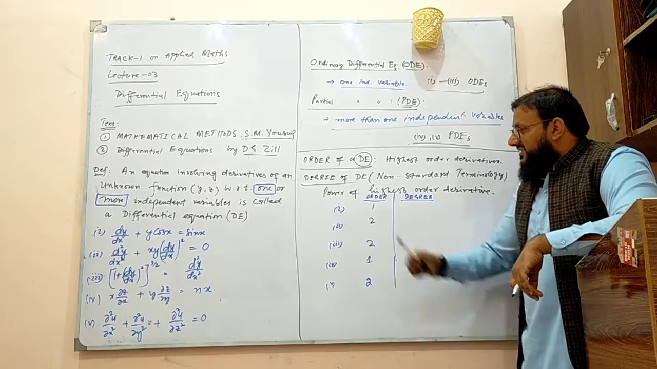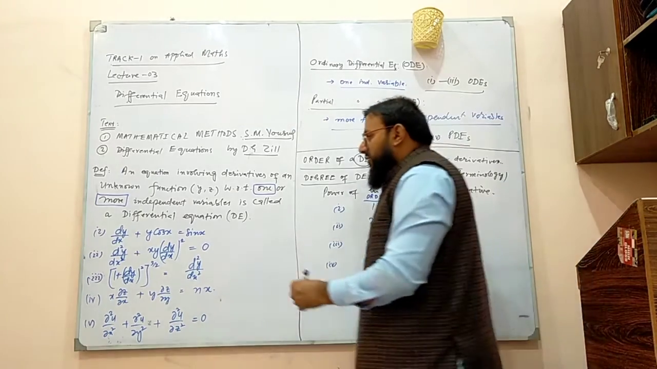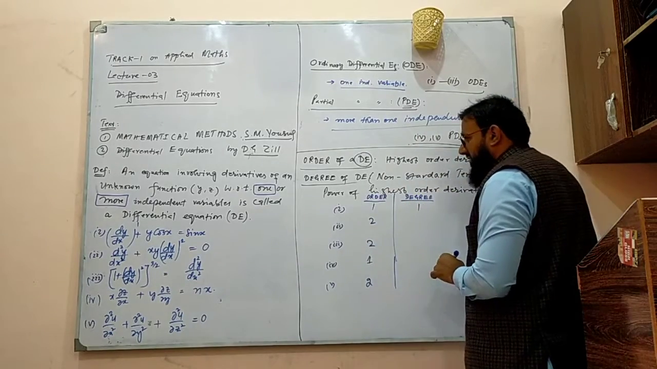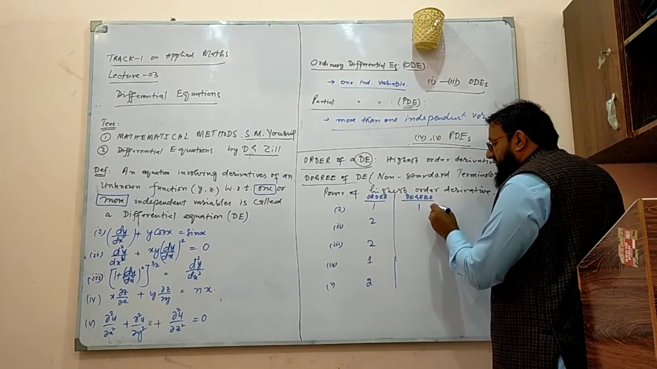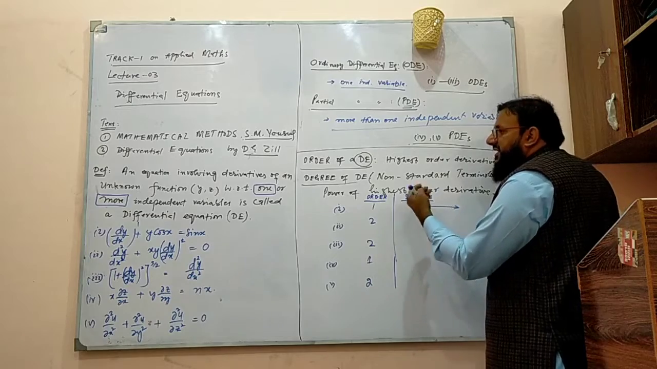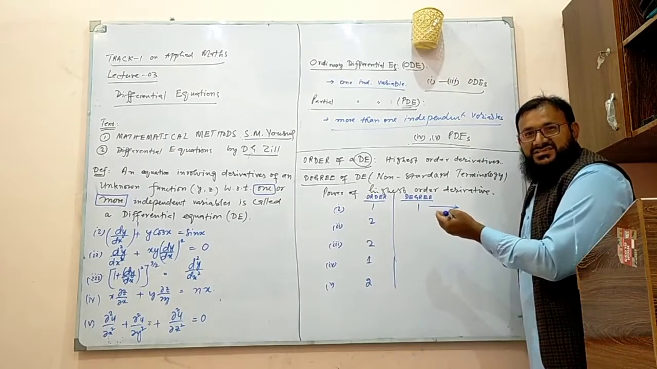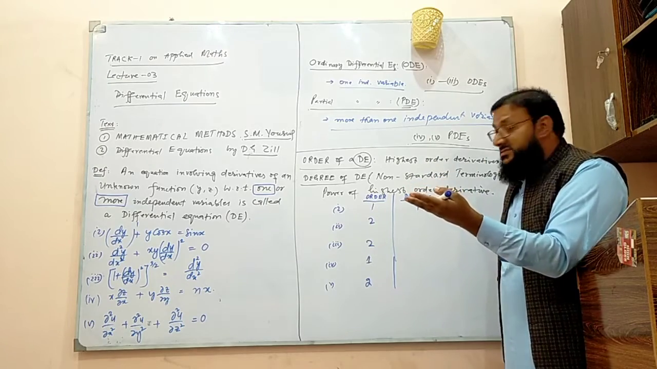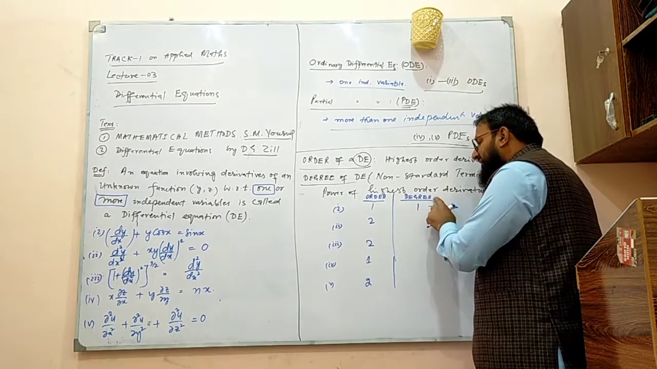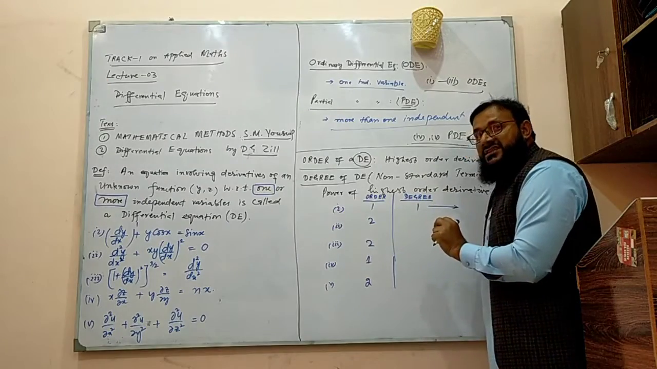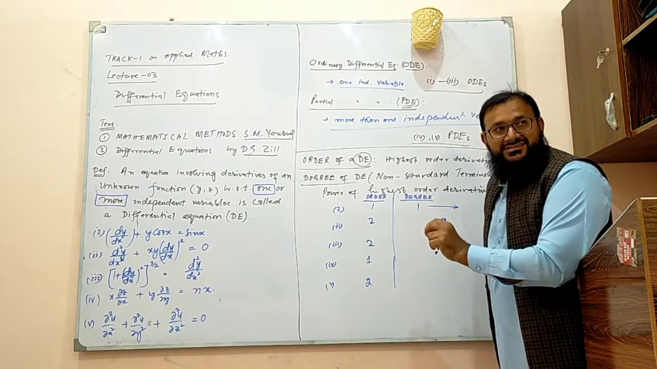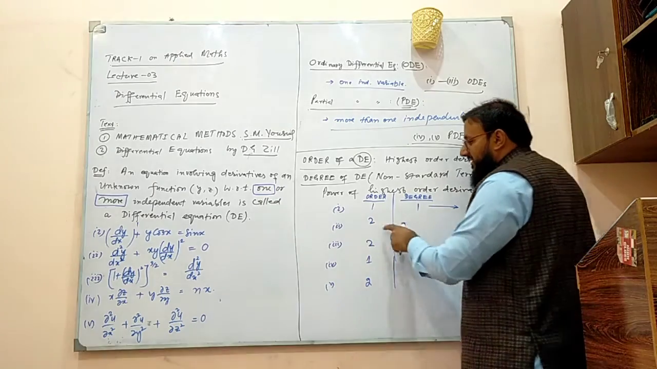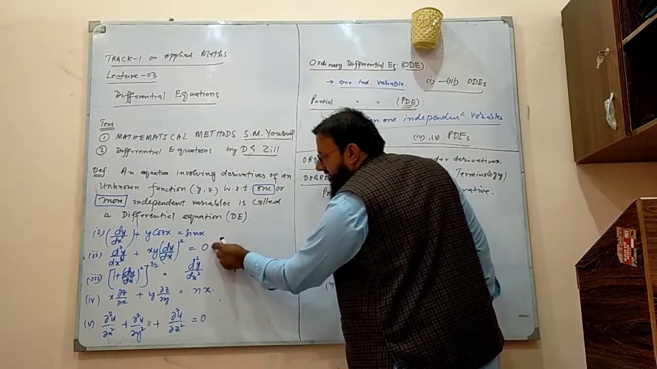What about their degree? What is the degree of this one? 1. You will see the power of this. So the degree is 1. And if the degree of a differential equation is 1, then we cannot say it is linear or non-linear, because linearity and non-linearity depends upon something else. Degree being 1 might suggest it is linear, but it does not tell us that.